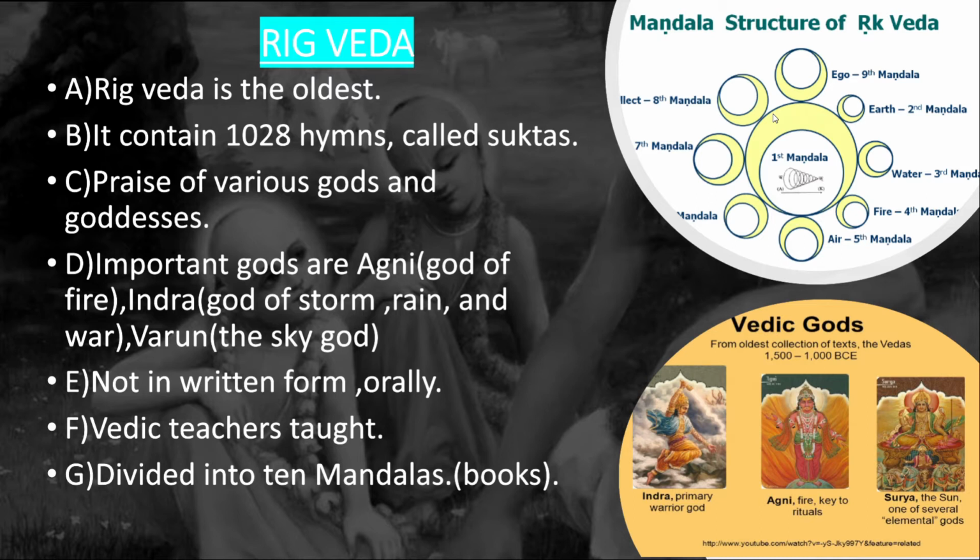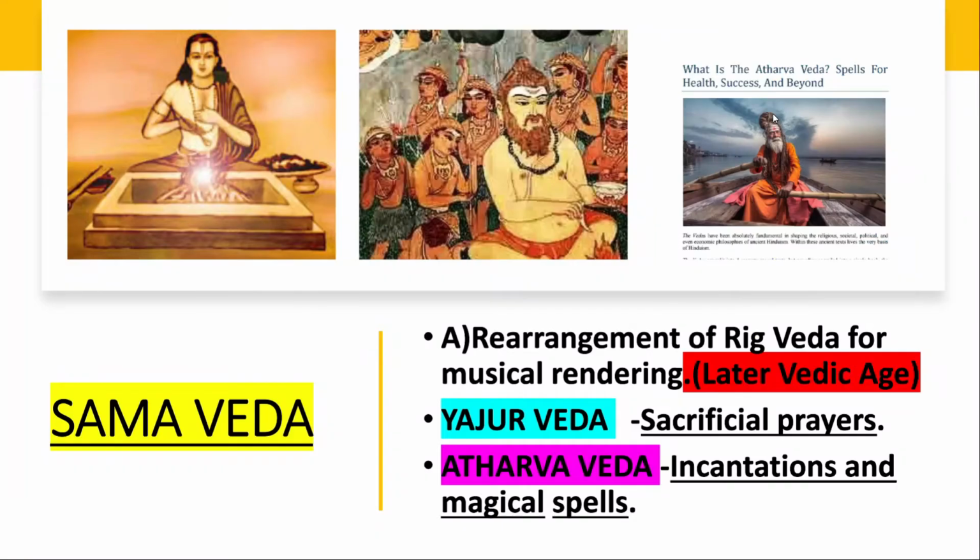The Rig Veda was not in written form but was passed on orally. The Vedic teachers taught the students to recite and memorize each word, syllable and sentence correctly and with great care. The Rig Veda is divided into 10 mandalas, mandalas meaning books.